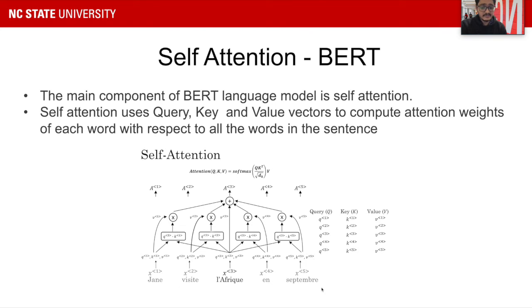Let's talk a little bit about self-attention. The self-attention calculates the attention of each word, how much attention each word should pay to every other word in the sentence, and calculates an attention-based representation, which takes into account the context of every other word as well. To calculate the attention, we have the formula as mentioned here in the slide.